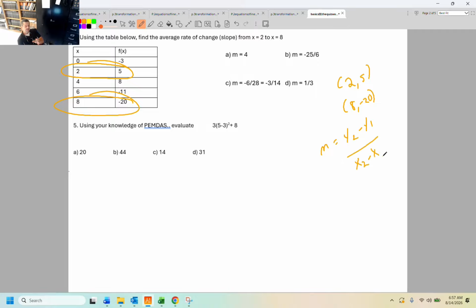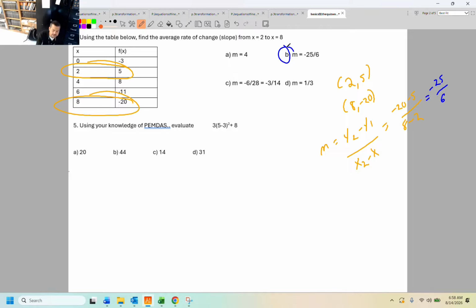If I go too fast, learn how to listen quicker, or just hit the pause button, right? So what are we going to have here? We're going to have -20 minus 5. Uh-oh, that's going to be an issue for some. Sitting over 8 minus 2. If you're at -20 and you count left 5, you would be at -25, right? I believe so. And 8 minus 2 is 6. Choice B.